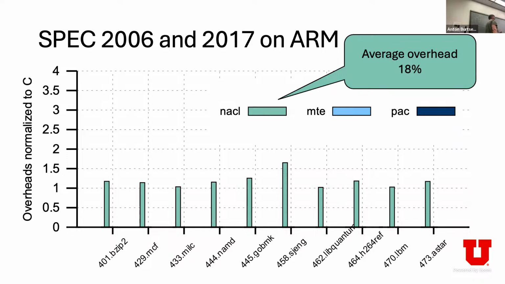So we've seen this plot before. This is normalized to unsafe C, and the first light green bar is NACL. NACL is Google Chrome, right? SFI pass, no hardware support. So not surprisingly, overhead is not horrible, but it's not great either.